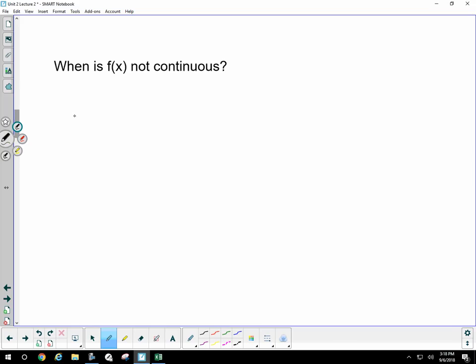Now, when is a function not continuous? If I give you an expression f of x with some version of x's, typically, when the function values don't exist, when the function values are undefined, and we are not allowed to have zeros in denominators. So typically, it's when your denominator is equal to 0.